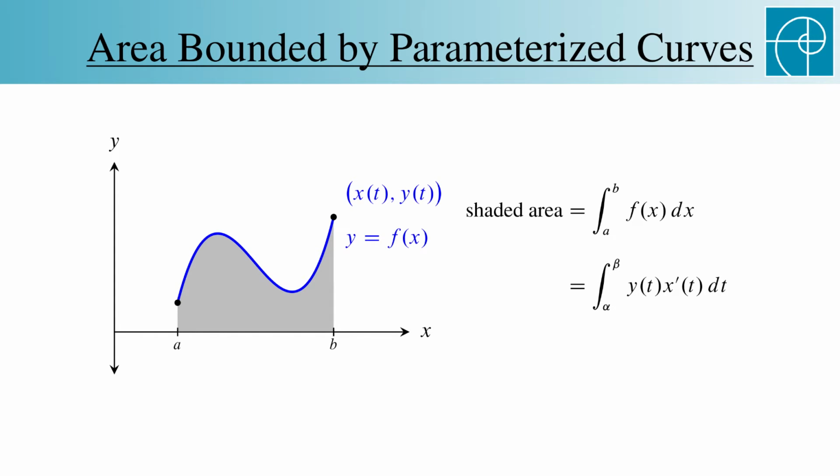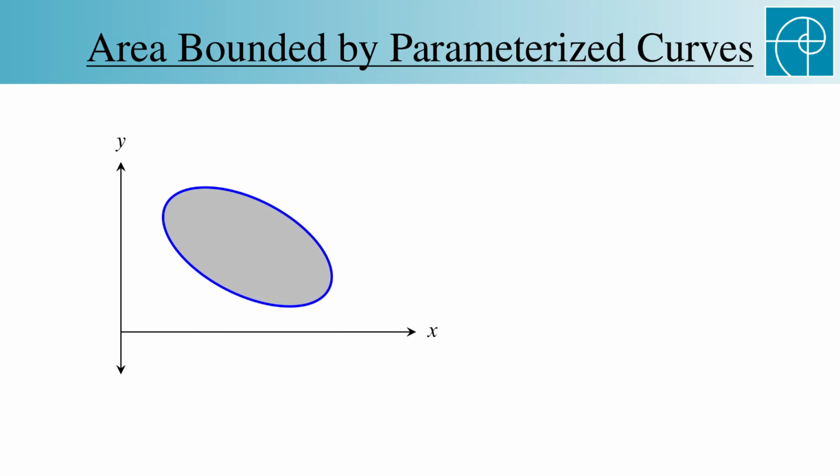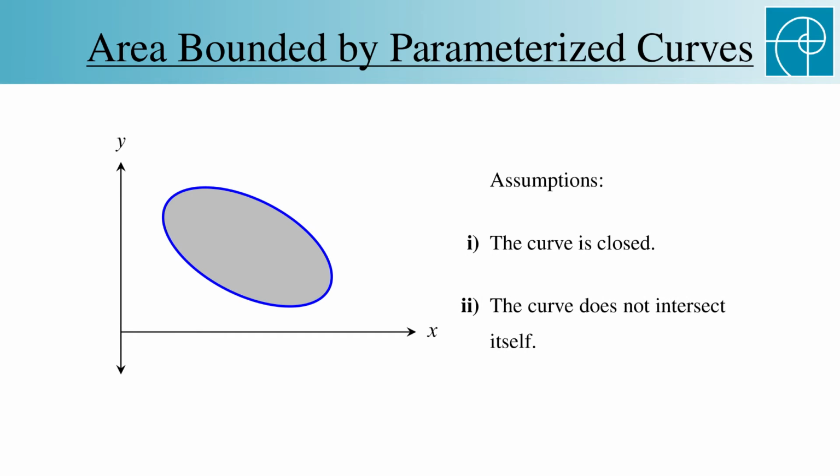We are letting alpha denote a value of the parameter that gives us the left point of the curve, and likewise beta a value larger than alpha that gives us the right point. We are also assuming that x and y are continuous functions of t. To see how we can extend this approach to a curve such as this one, let's make two assumptions about the curves we consider. First, they should be closed. Second, they should not intersect themselves.